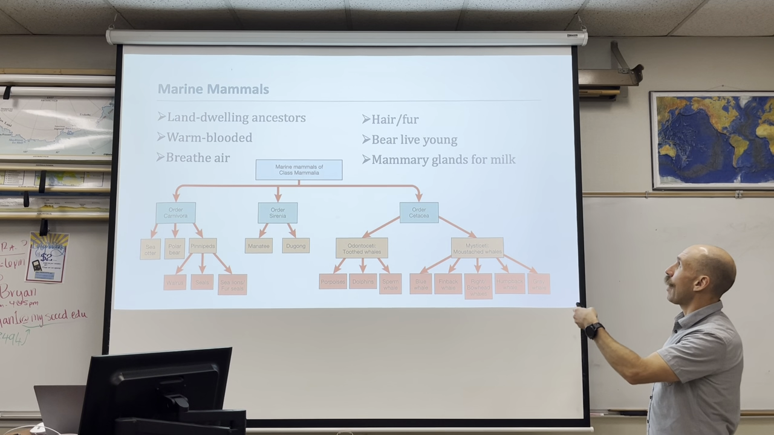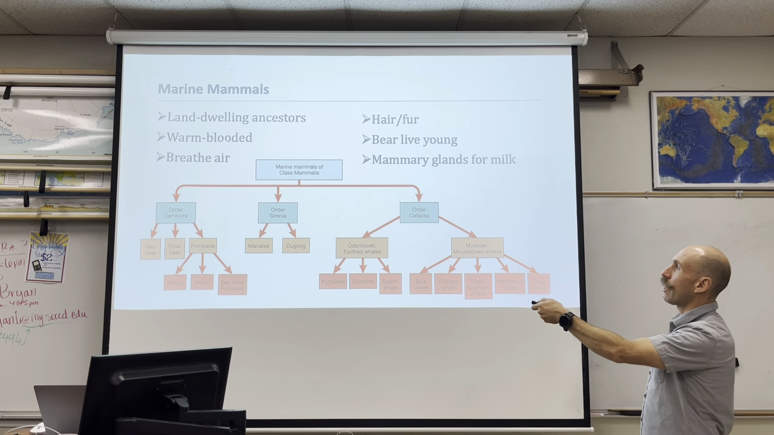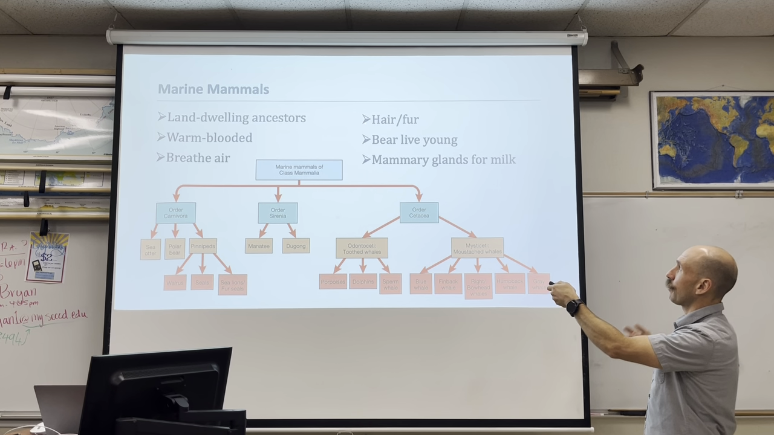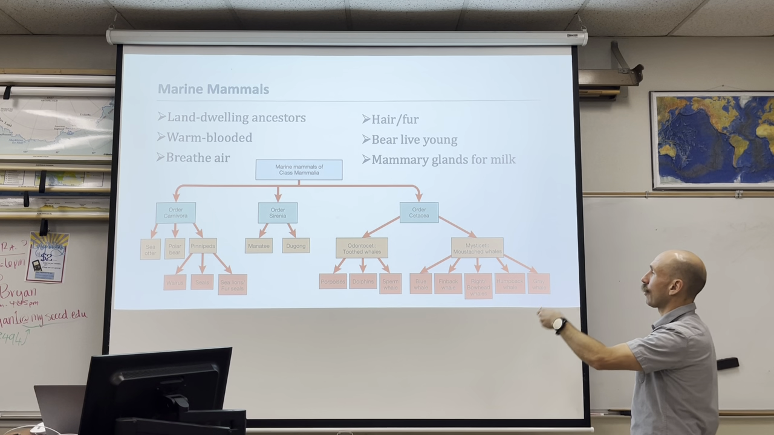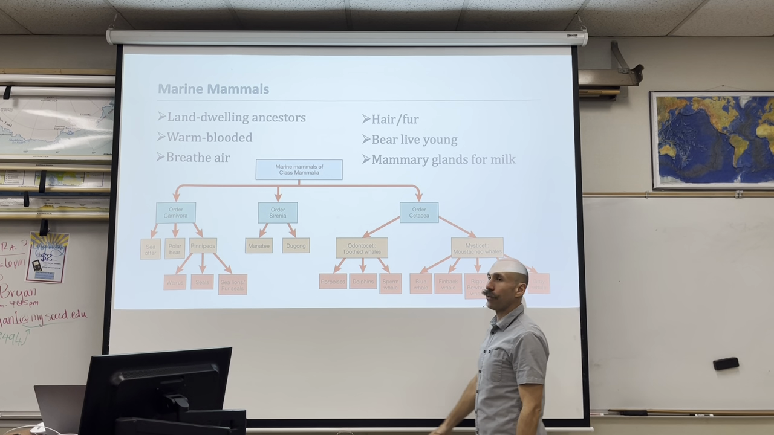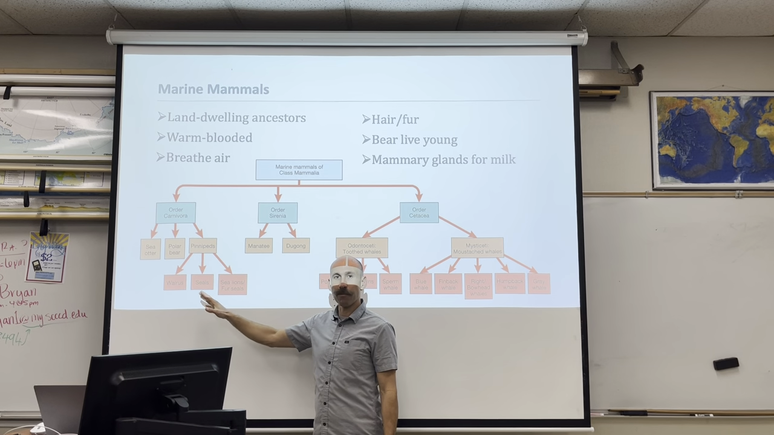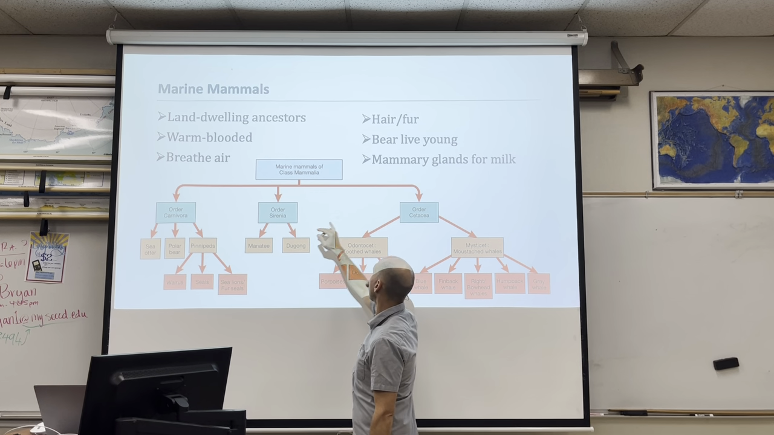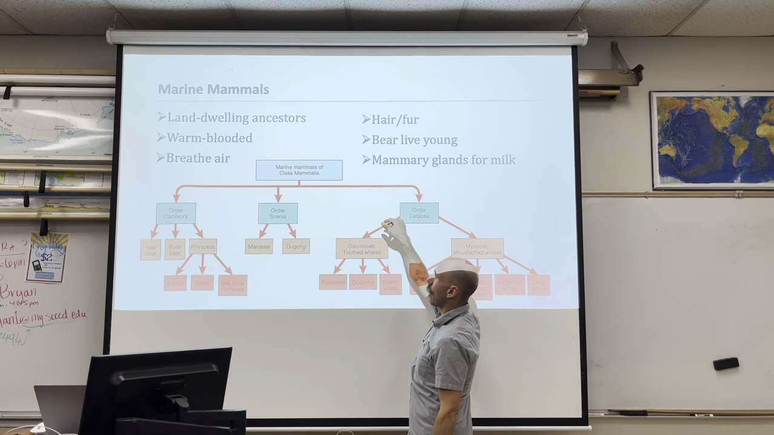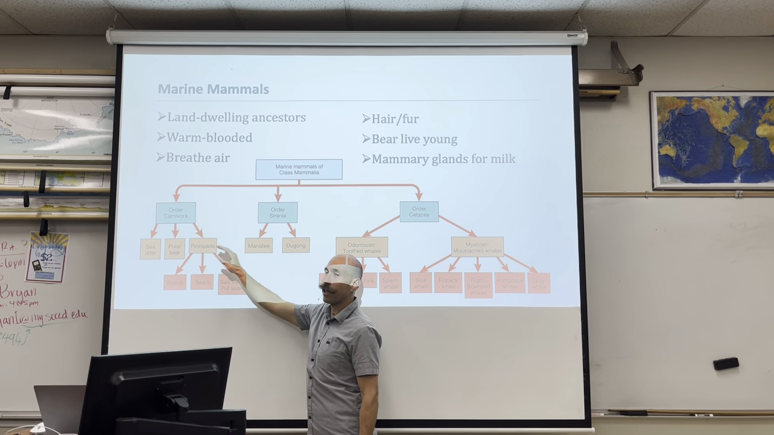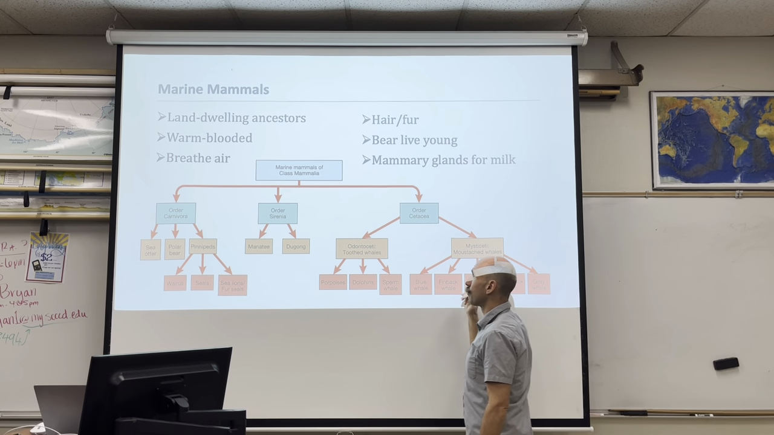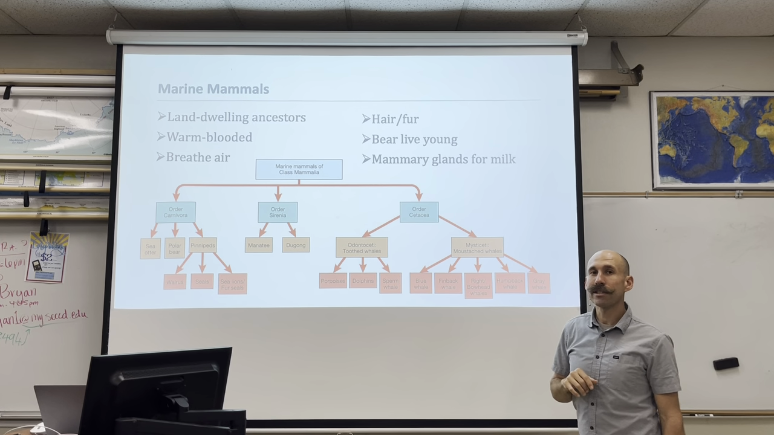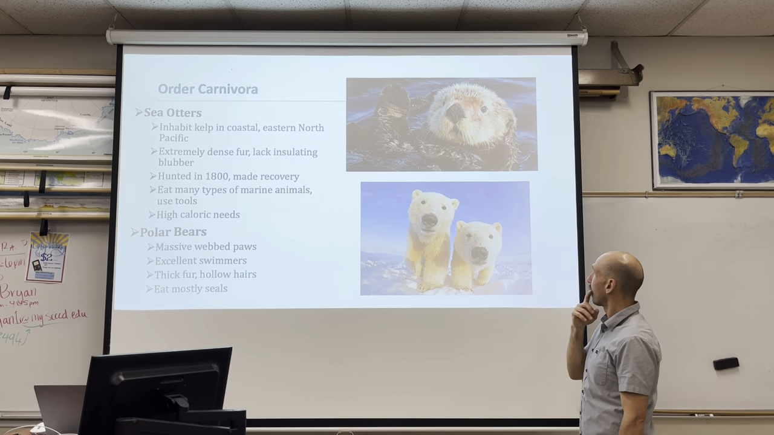Ancestors of ours, directly related. Look at how many similarities there are. Warm-blooded, yes. Breathe air, check. That's what we have. Hair, fur, yes. Bear live young. Mammary glands, yes. Wow. So when we're thinking about marine mammals, we can break them up into these three orders: Carnivora, Sirenia, Cetacea, and then we can further look at some of these groups of organisms, which is what we'll get into.